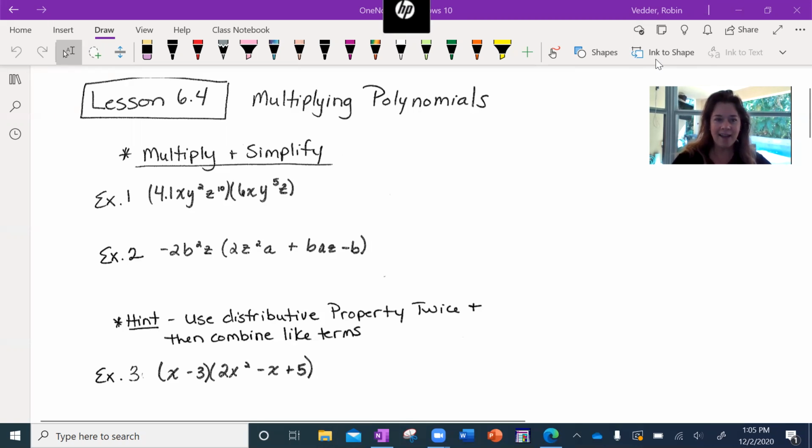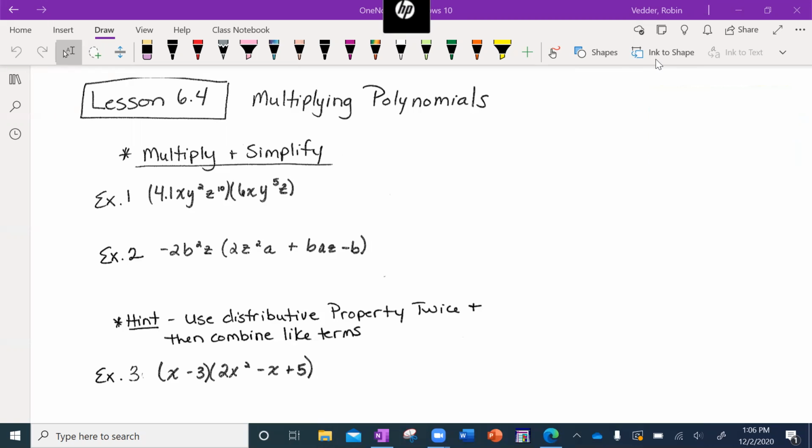All right, you guys should already have the 6.4 notes, so go ahead and take those out, and we will work on filling those in. All right, so we've been talking about polynomials, and we've learned that when you're multiplying like bases, you add the exponents. Today, we're going to talk about how to multiply polynomials together.